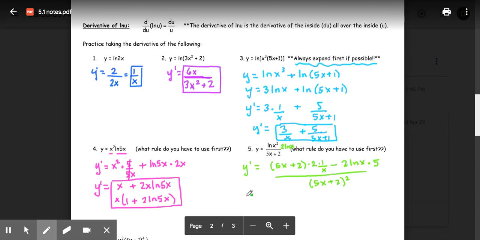And now we're going to simplify this. So this becomes 2 over x. So it's 2 over x times 5x plus 2 minus 10 ln of x. Where did I get the 10? The 5 times the 2.